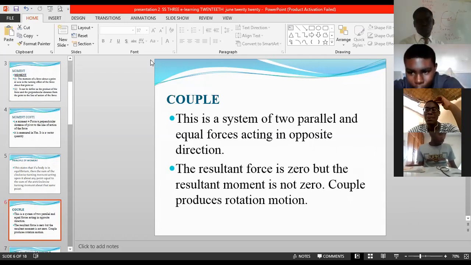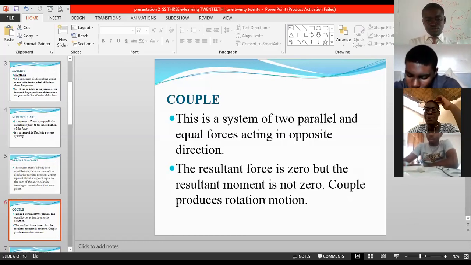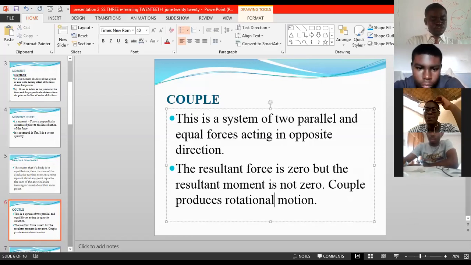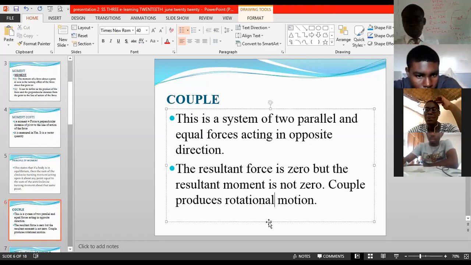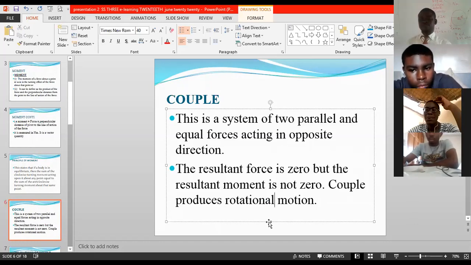It's describing the force. Couple produces rotational motion. Couple produces what? Rotational motion. That means a couple, when you're driving, the steering has a circular shape. So it produces what? A rotational motion. And rotational motion is the motion of a body about a point or about what? A fixed point. Can you see that now? So that is it.